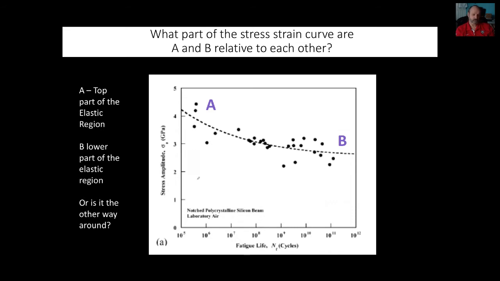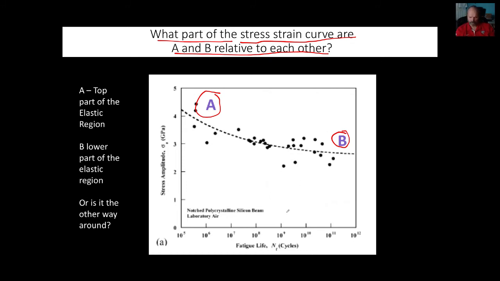Okay, so here is another question related to this. What part of the stress strain curve are A and B related to, and how are they related to each other? So is A the elastic region or is B the elastic region? What do you think? And I'll let you think about it for a while.